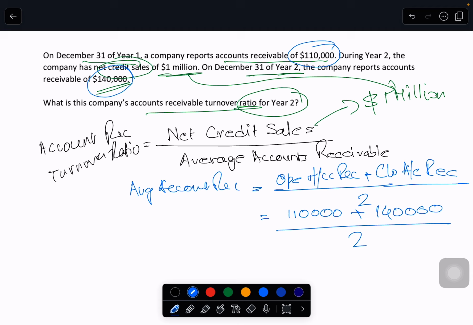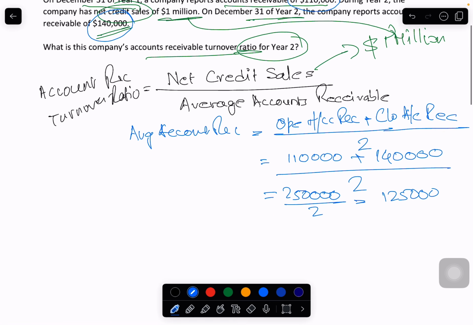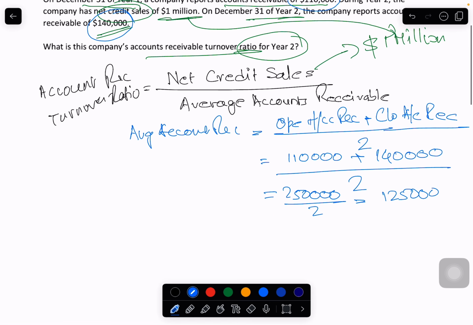So if you do the maths here, it is 250,000 numerator divided by 2, which is equal to 125,000. If you slightly scroll up, now you have this average accounts receivable, which is 125,000.